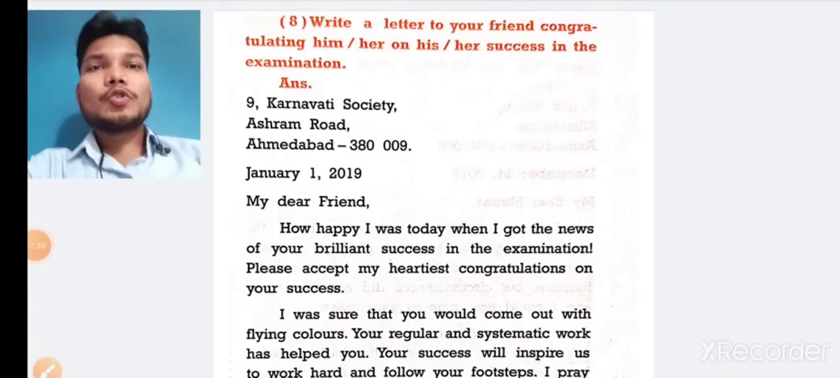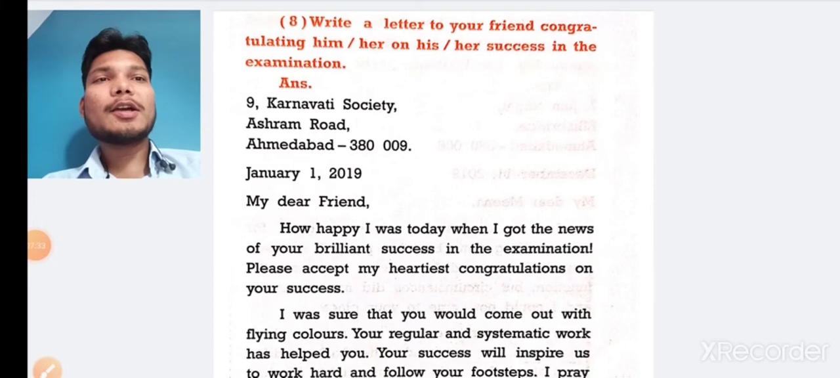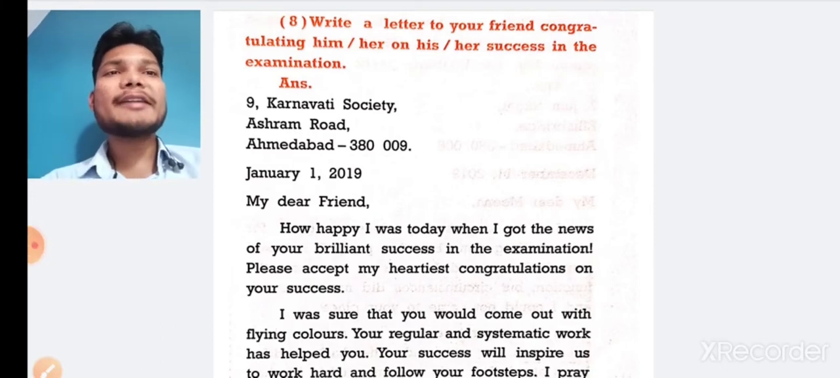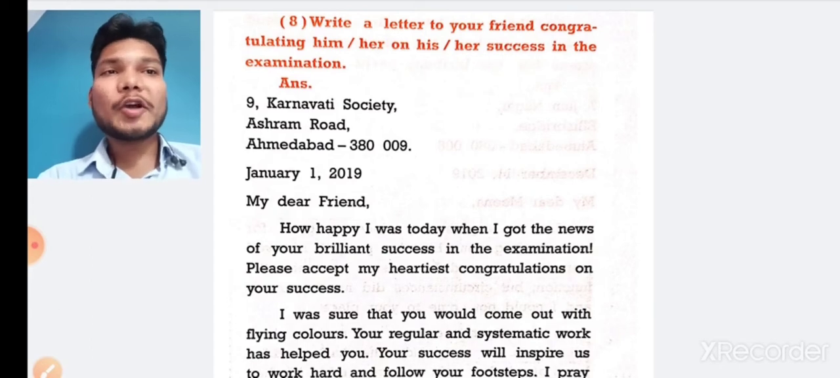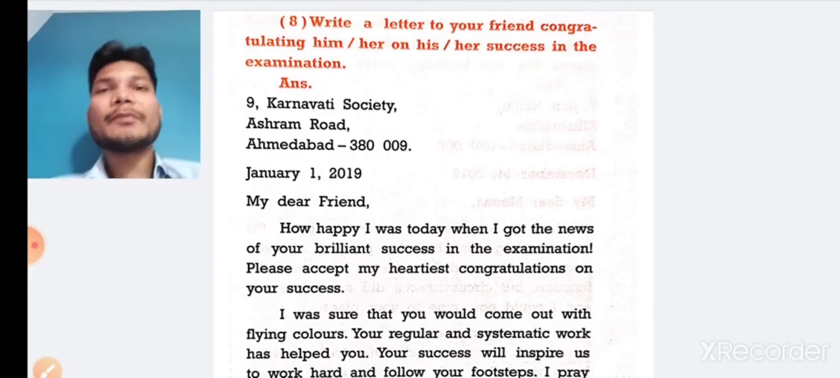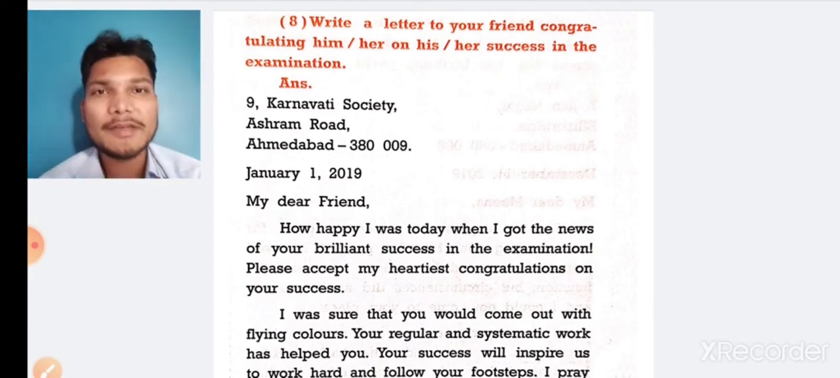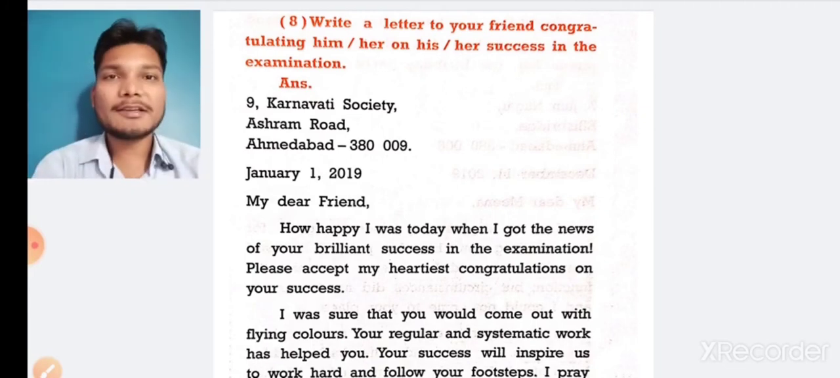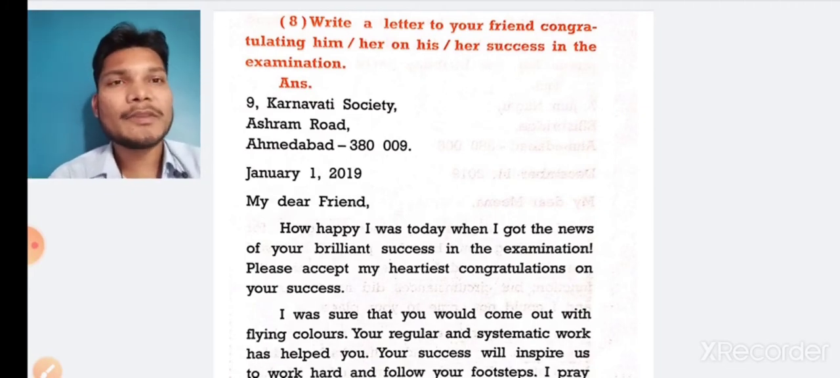Okay, so here you can see the question. What is the question? Write a letter to your friend congratulating him or her on his or her success in the examination. So first of all, you have to identify whether it is a formal letter or informal letter. Of course, this is an informal letter. Why? Because you are writing to your friend.